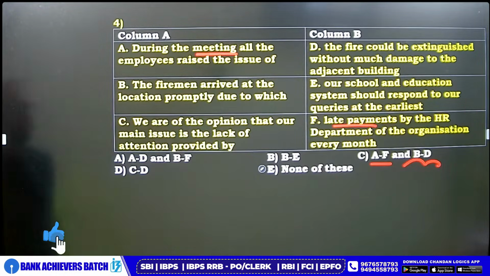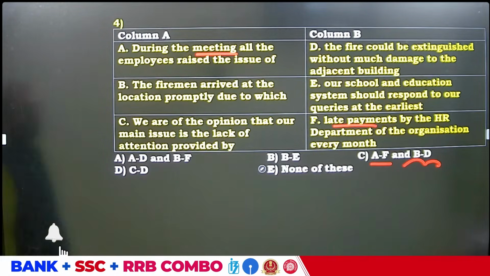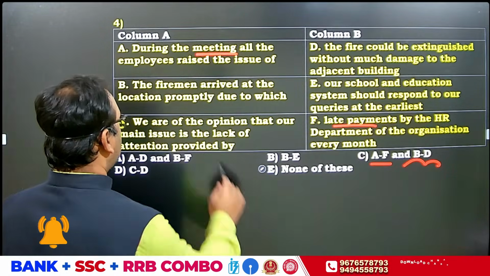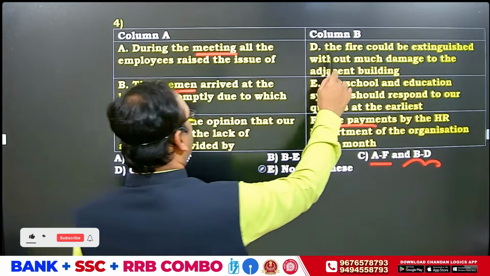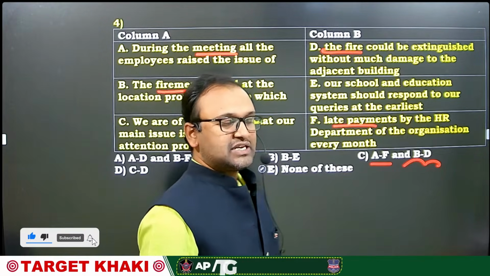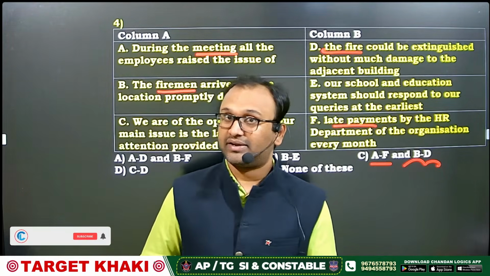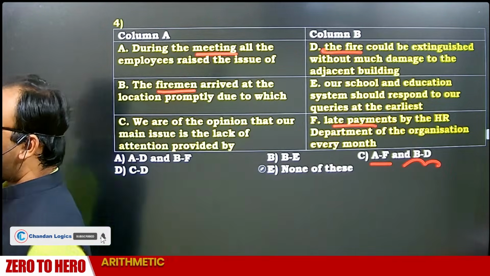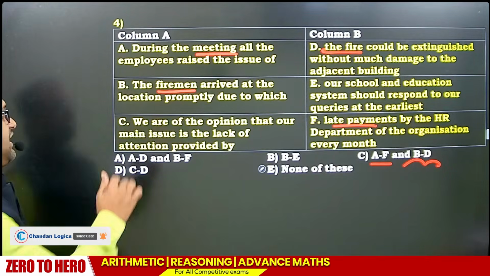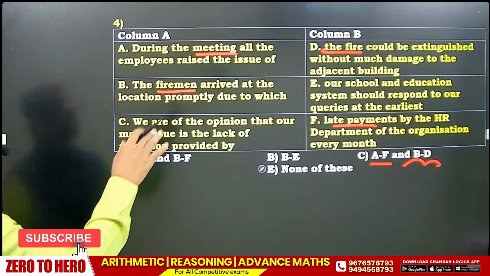The firemen arrived at the location promptly, due to which the fire could be extinguished. Here you're talking about firemen, here you're talking about fire. But again, don't take it as a conclusion because sometimes he will give you similar context. But grammar also should be correct. So always be careful. Don't simply think here fireman came, here fire came, so both are fine. No, no, no. You should match the sentences.